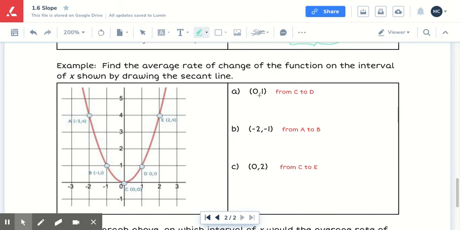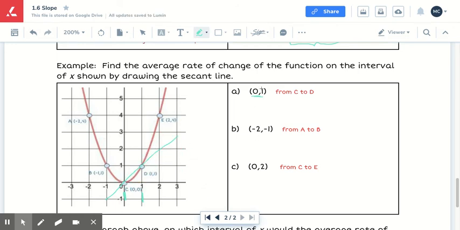The first interval that they want me to look at is from 0 to 1. Now this is talking about an interval of x's. So this is saying from when x is 0 to when x is 1. So looking at my graph, x is 0 here to x is 1 there. That's why it says from point C to point D. So this is my first one here. I'm going to draw in my secant line.